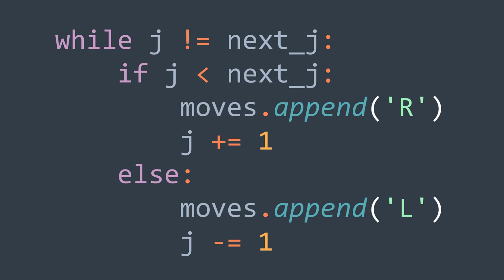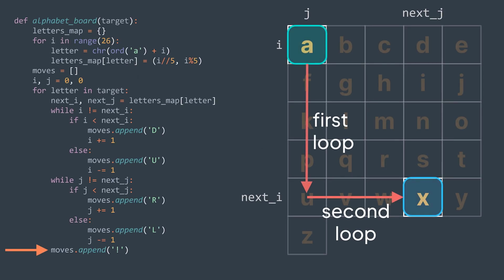left in the board. Now that I met next I and j met next j, it means that we're at the position of the actual letter, we write it, we add the exclamation mark to our moves. And in the next iteration, the same process will happen for the next letter, and so on until we finish writing the target. After the loop, we just join our moves to return them as a string and not as an array.